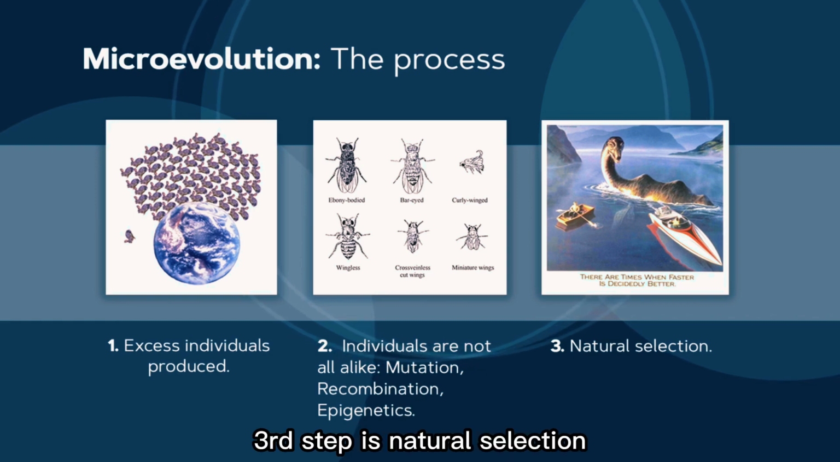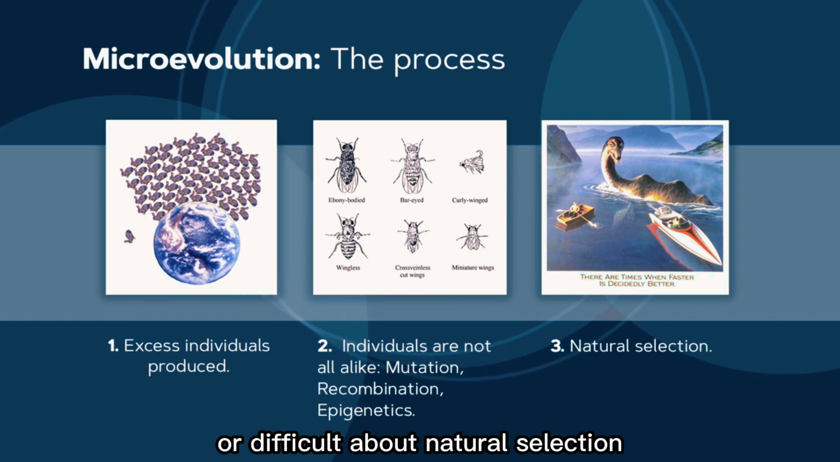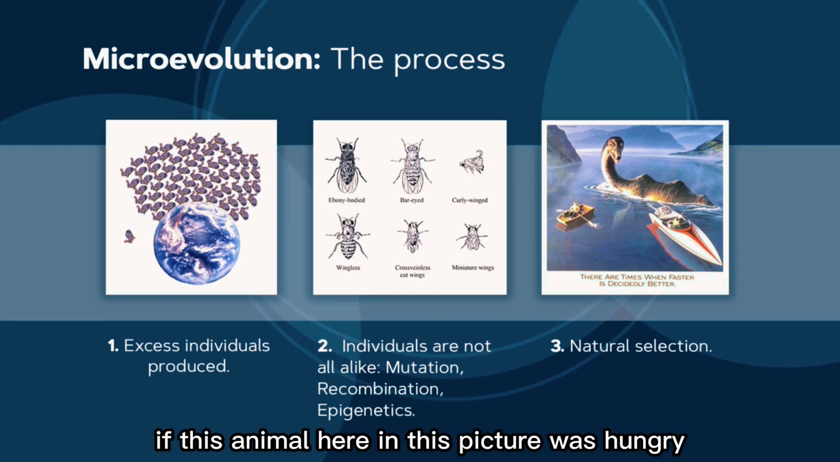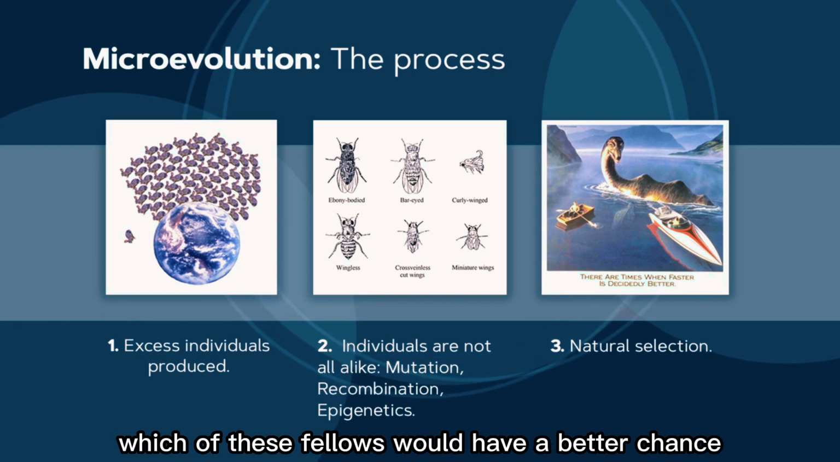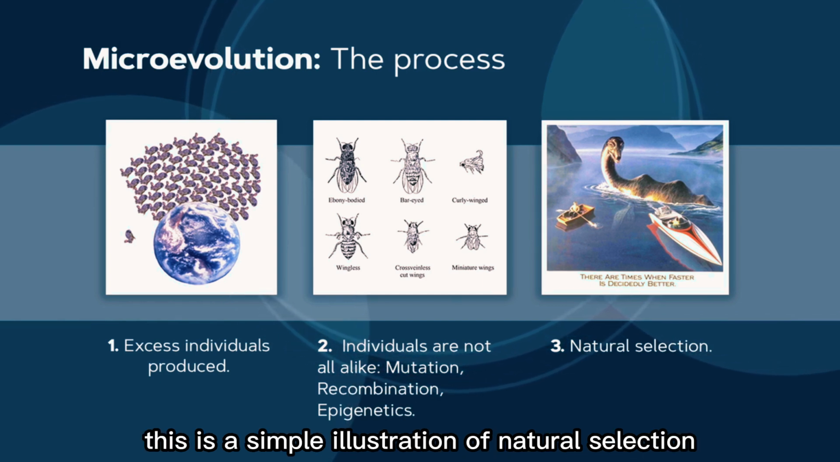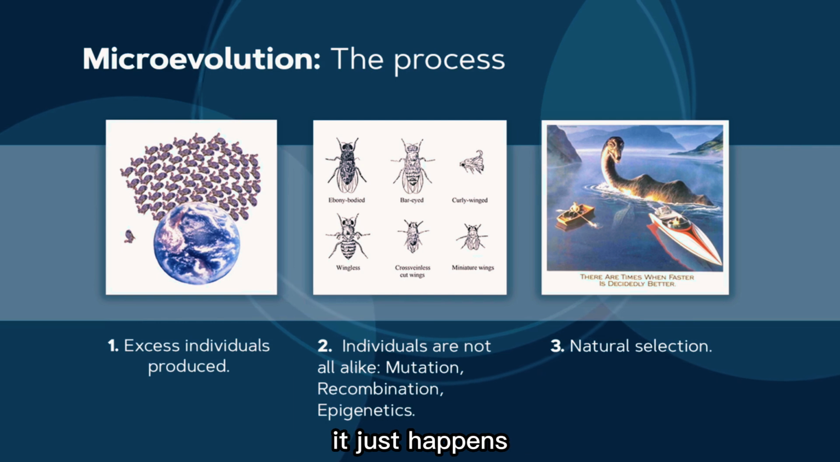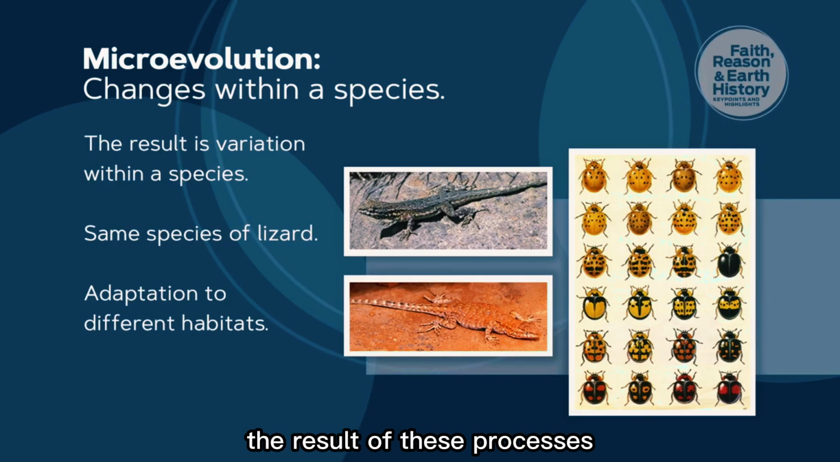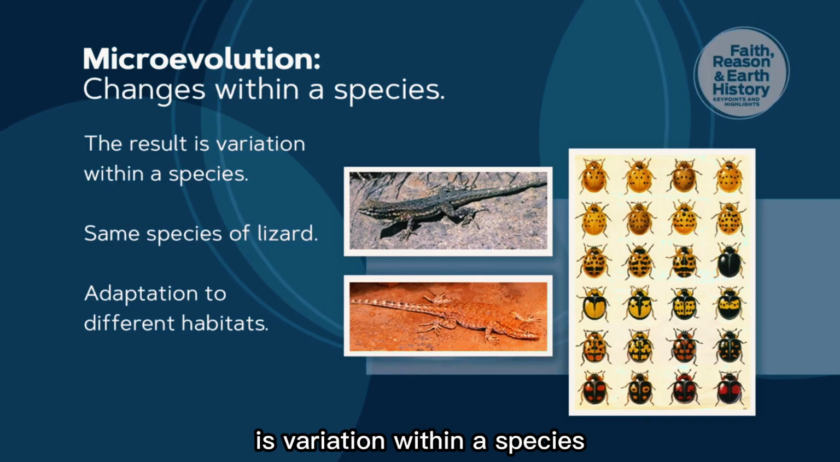The third step is natural selection. There's nothing mystical or difficult about natural selection. If this animal here in this picture was hungry, which of these fellows would have a better chance of surviving and leaving offspring? This is a simple illustration of natural selection. It just happens. The result of these processes is variation within a species.